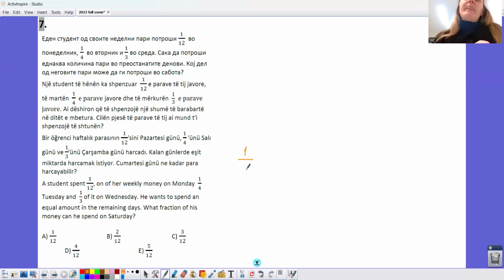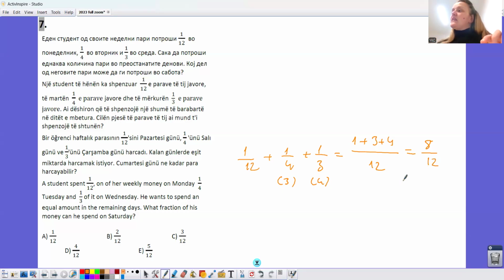So I will have 1/12 plus 1/4 plus 1/3. Here, when we add these fractions, we need to make the denominators the same. So I will have 1 plus 3 plus 4 over 12, which is 8/12. This is what she spent in 3 days, the fraction of her money.